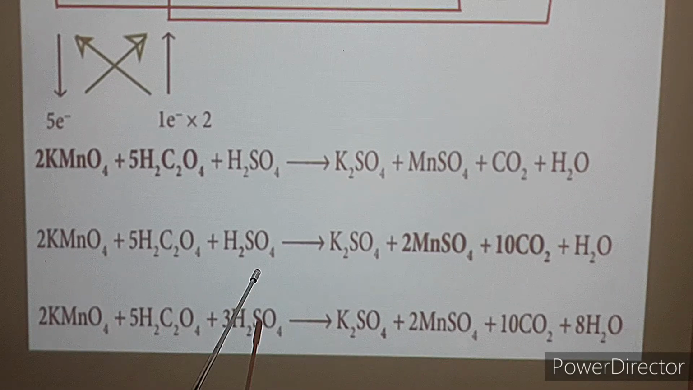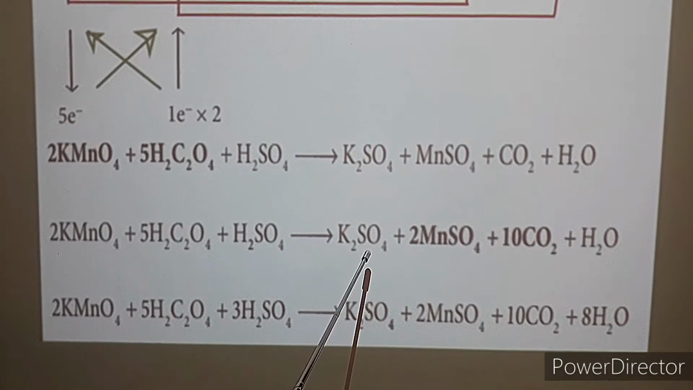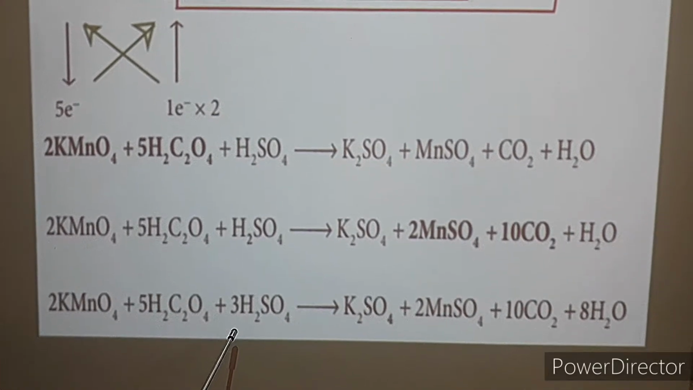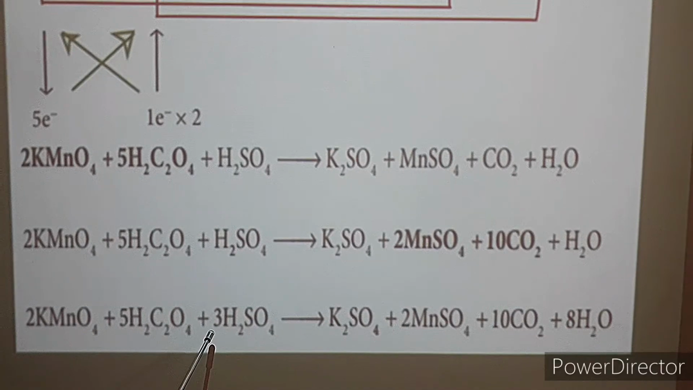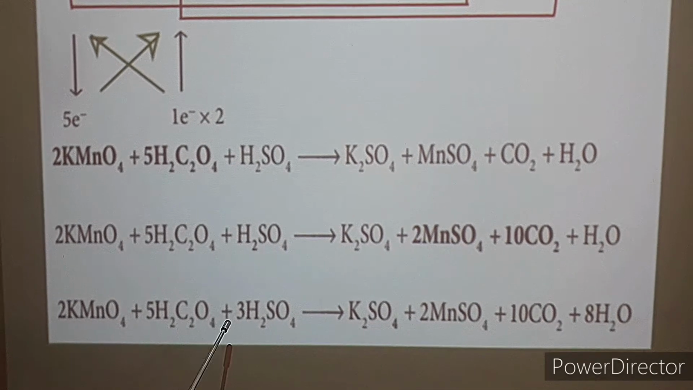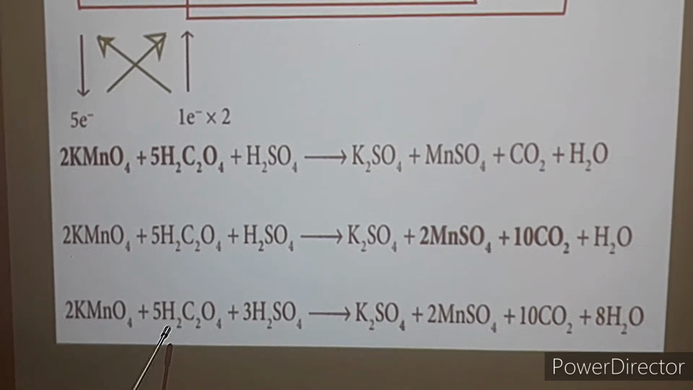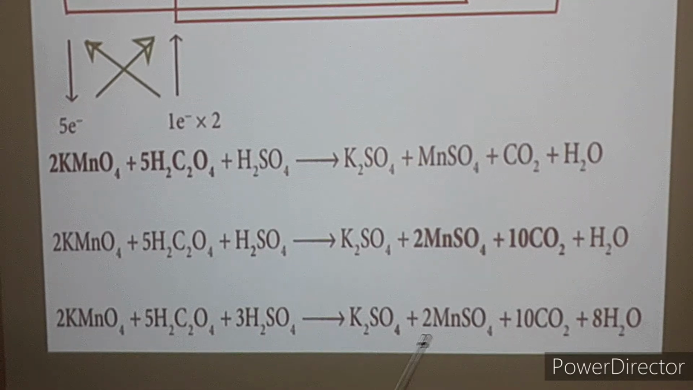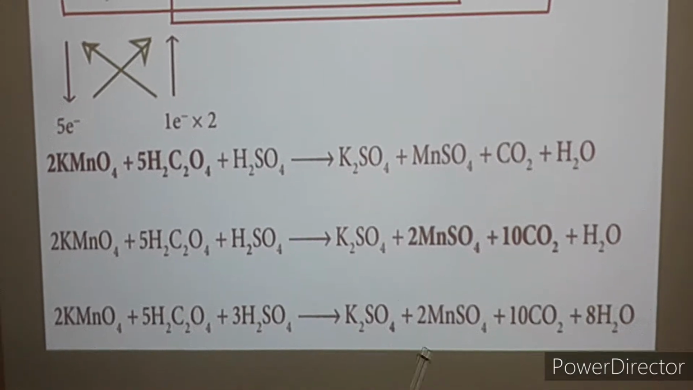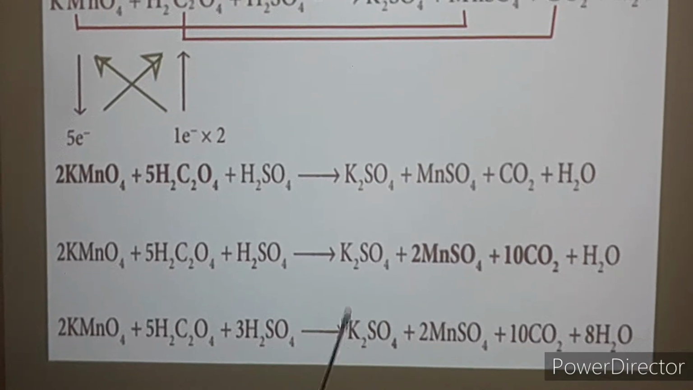And then sulfur. Here only one sulfate is present, but here we have one sulfate and here 2 sulfates. So totally 3 sulfates. So we are going to put the number 3 in front of the sulfuric acid. Now 3 sulfate is present here. Now hydrogen: 3 into 2, 6 hydrogen. Here 5 into 2, 10, plus 6, 16 hydrogen is present. So I put the number 8 in front of the water. Now hydrogen is also balanced. Afterward, calculating the oxygen number on both sides, they are also the same number.